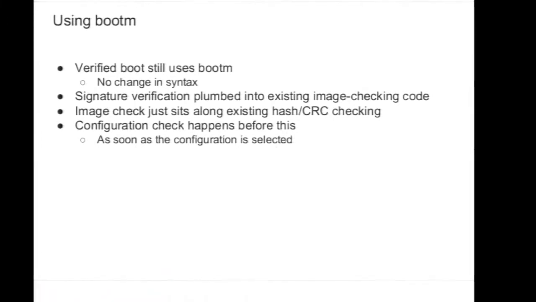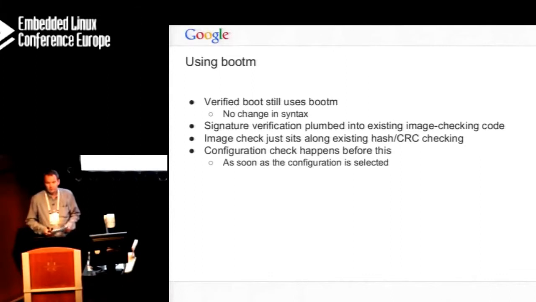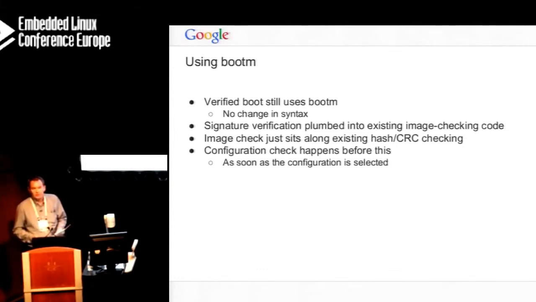So you've already seen the way bootm works, but there's really no change in syntax. U-Boot already had the facility for checking hashes. Now it can check signatures. There's really not a lot of difference there. The main thing that's slightly odd is the configuration checking, which happens right at the start of bootm, but it's no big deal. It's all automatic.